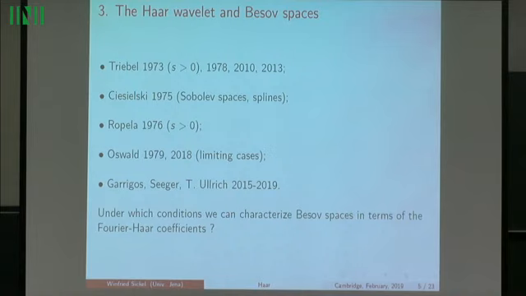So the first 3 of this series are devoted to the study of the little bit more complicated Lizorkin-Triebel spaces in this context. And as I said before, I'm not really interested in the basis property. I'm interested in the following question: under which conditions can we characterize Besov spaces in terms of the Fourier-Haar coefficients. So we look for a counterpart of the L2 result, that you can characterize the function space L2 by the sequence space of L2. But of course you have to expect that the sequence spaces will look a little bit more complicated.